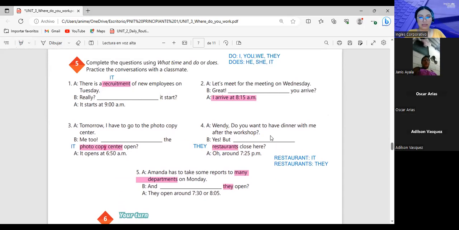¿Por qué lo hice? Para saber si voy a ocupar do or does. Ok, ¿con qué iniciamos todas mis preguntas? ¿Con what time? Ok, completemos esta. Sería what time do, what time does. Does it. Miren, por aquí está. Muy bien, ahí tengo el sujeto ya. What time does it.